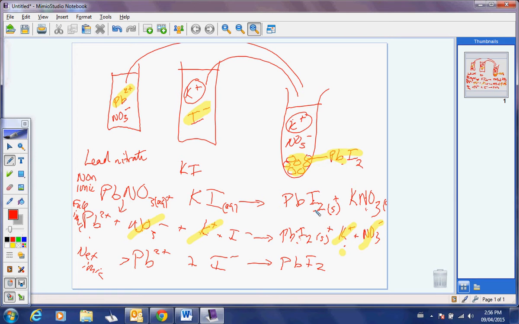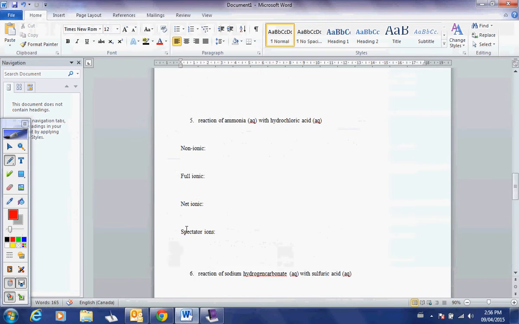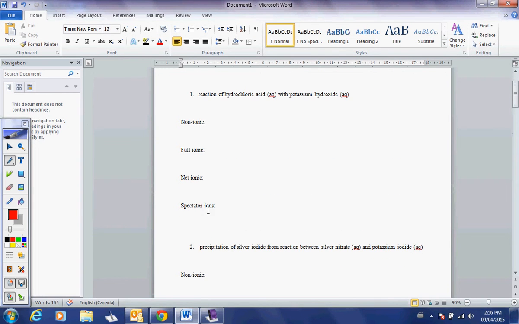Okay, so on these sheets down here that I've just handed out to you, let's do number 1 together. So the reaction of hydrochloric acid with sodium hydroxide. Welcome to Science 10. How do we write this as a reaction?